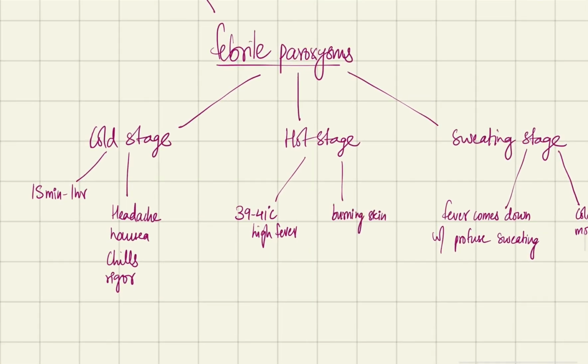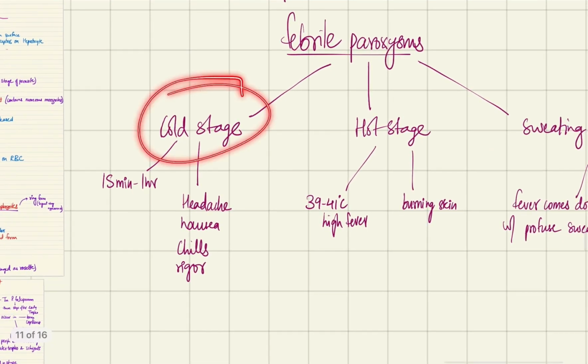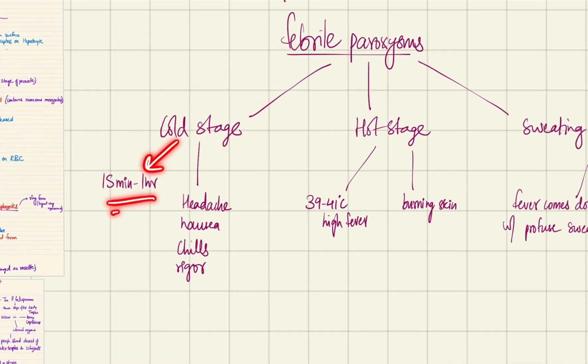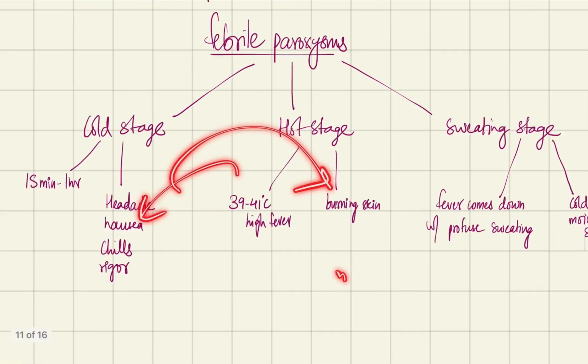characteristic because they can be classified in three stages: cold stage, hot stage, and sweating stage. Okay, coming to the cold stage, it lasts for 15 minutes to 1 hour. Okay, and here you get headache, nausea, chills, and rigor. In the hot stage, the fever increases drastically and you have a 39 to 41 degrees Celsius high fever, and you also have burning skin. You feel like your skin is burning. Okay, so we went from chills and all those features to burning skin.